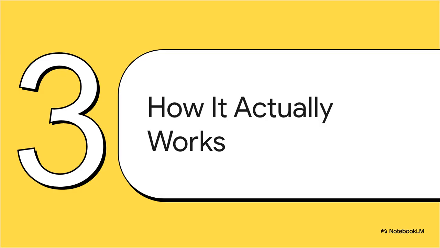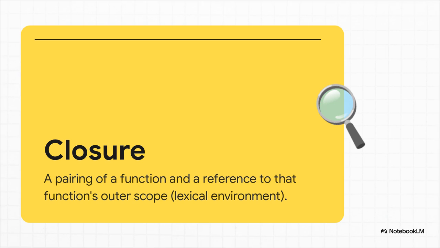The backpack analogy is a great starting point, for sure. But what's actually happening inside the JavaScript engine? It's time to connect that metaphor to the technical reality of how this all works. Let's do it. So here it is, the official definition you'll find out there. A closure isn't just the function itself. It's a pairing of two things, the function plus a reference back to its outer scope.